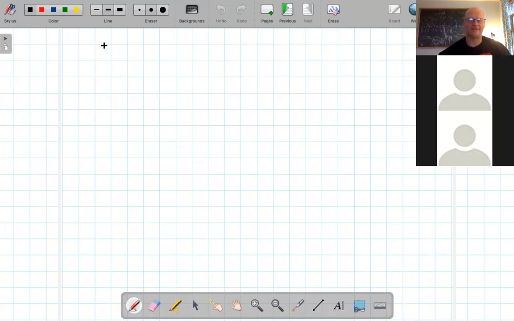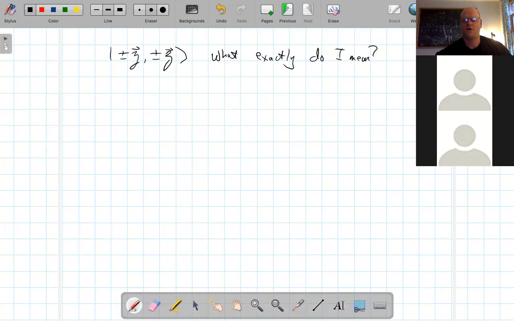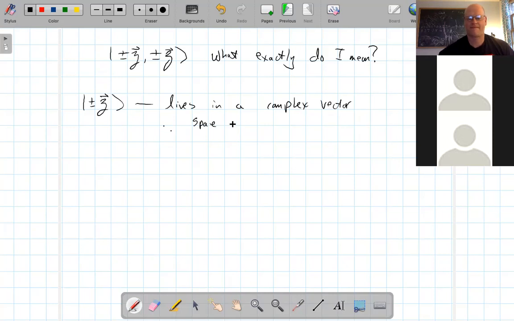So the next question is, what does this notation actually mean? When I wrote down plus or minus z, comma plus or minus z, the question is, what exactly do I mean? We never formally used this word, now that I think about it, but basically, plus or minus z lives in a complex vector space. And the name of that vector space is what's known as a Hilbert space.